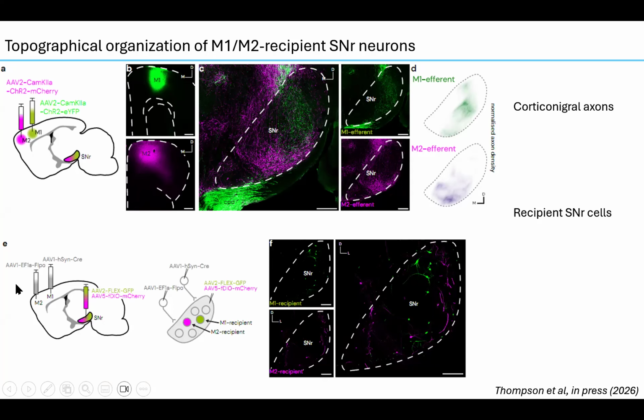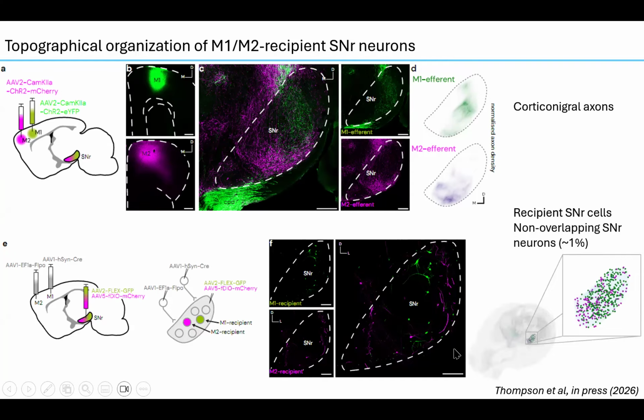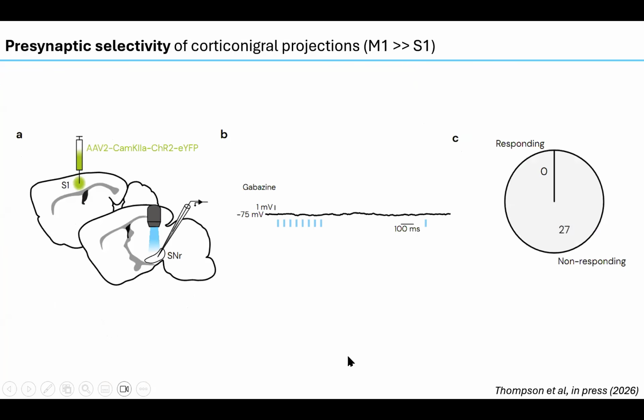Then we used a Cre-flip approach to distinguish between M1 and M2 recipient neurons in the SNR, and there was very tiny overlap between those that received input from M1 or M2. So very few neurons received input from both cortical areas, and they also had a similar topographical organization that reflected the axonal projections of the corticonigral axons.